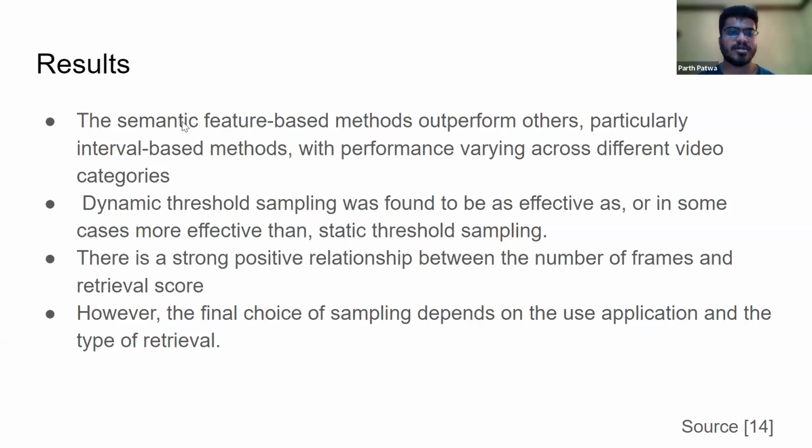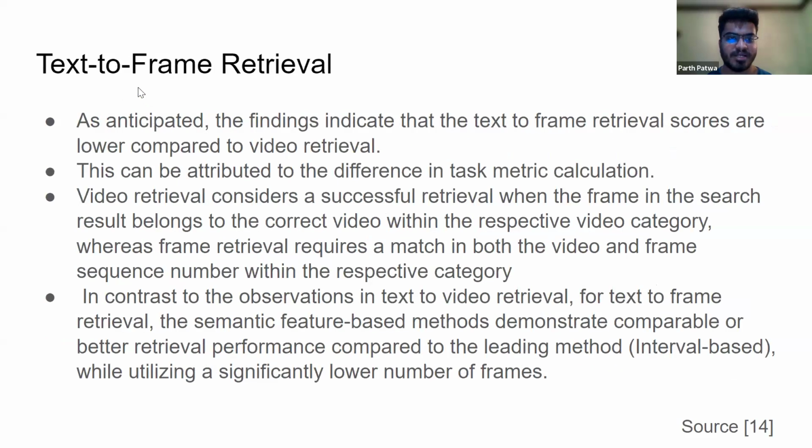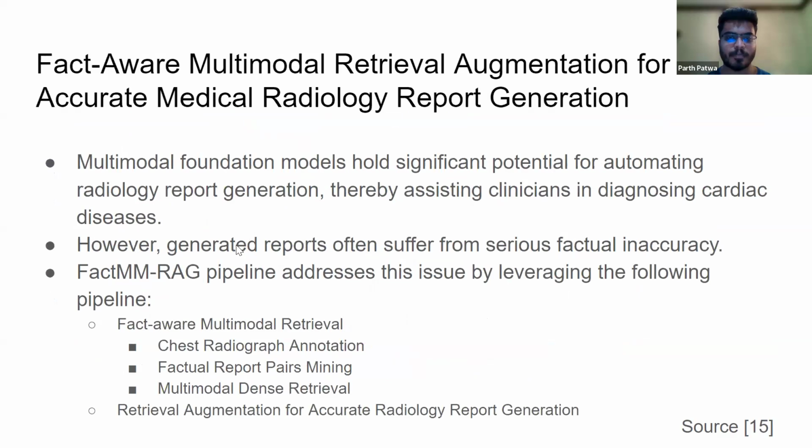So as expected, in most cases, semantic feature based, like the neural network based similarity, outperforms other methods. But there are some cases where the choice depends on the application. We'll see two such applications. Where we just have to retrieve a video out of multiple videos based on text, we see that the simplest similarity, which is the interval-based similarity, performs the best. And when we are retrieving a particular frame out of many videos, we can see that the neural network-based similarity performs the best.